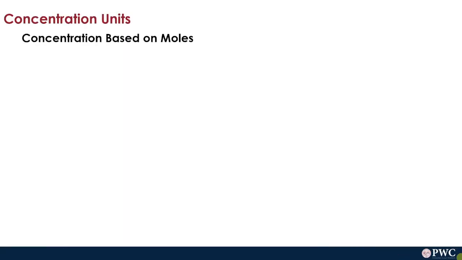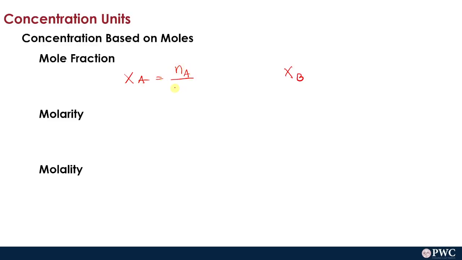Next, let's go with the concentration based on the number of moles. So we have the mole fraction, molarity, and molality. For the mole fraction, we have x. It can either be the mole fraction of the solute or the mole fraction of the solvent. So here we'll use x to represent the mole fraction, then A for the solute, B for the solvent. Again, the mole fraction of the solute is equal to the number of moles of the solute over the number of moles of the total solution. Meanwhile, the mole fraction of the solvent is equal to the number of moles of the solvent over the number of moles of the total solution.